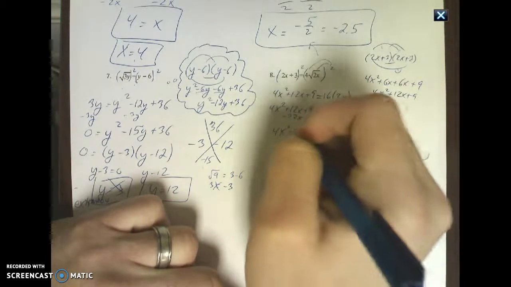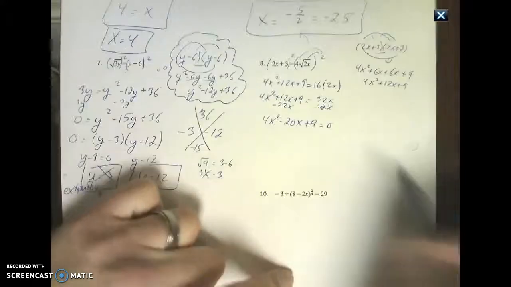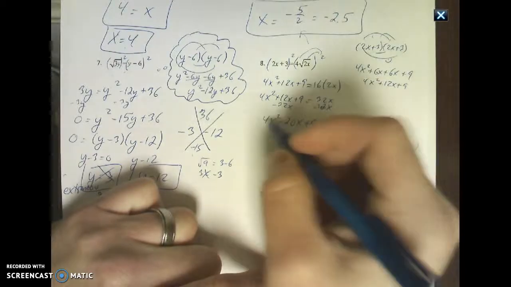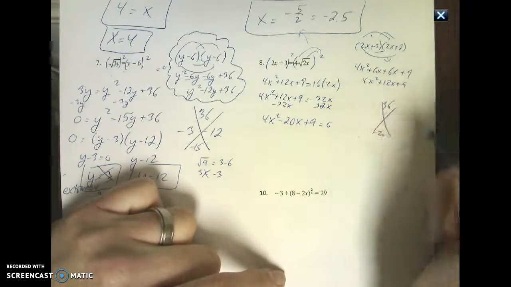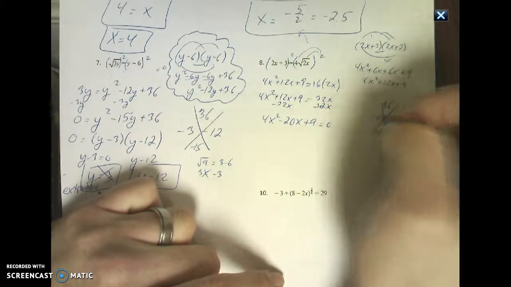4x squared minus 20x plus 9 equals 0. This is factoring a trinomial that has a leading coefficient greater than 1, so it's 4 times 9, which is 36. Negative 20 in the middle. Can you think of two numbers that multiply to give you 36, but add to negative 20? Negative 18, negative 2.